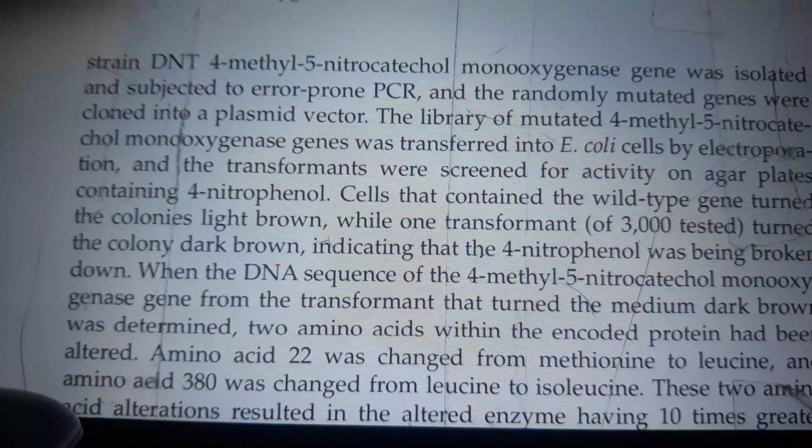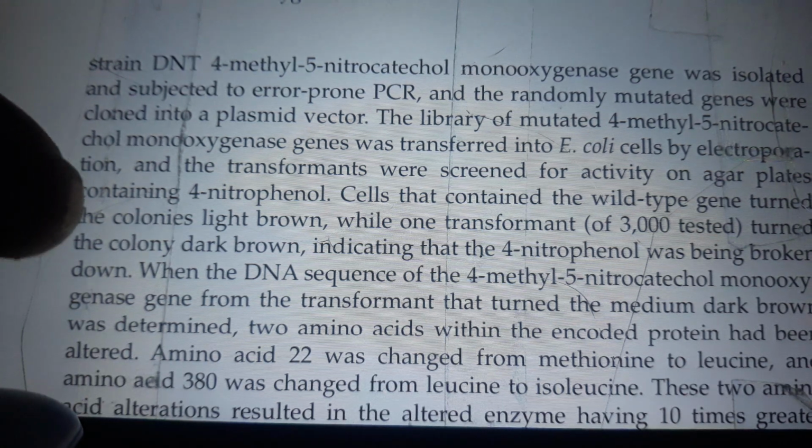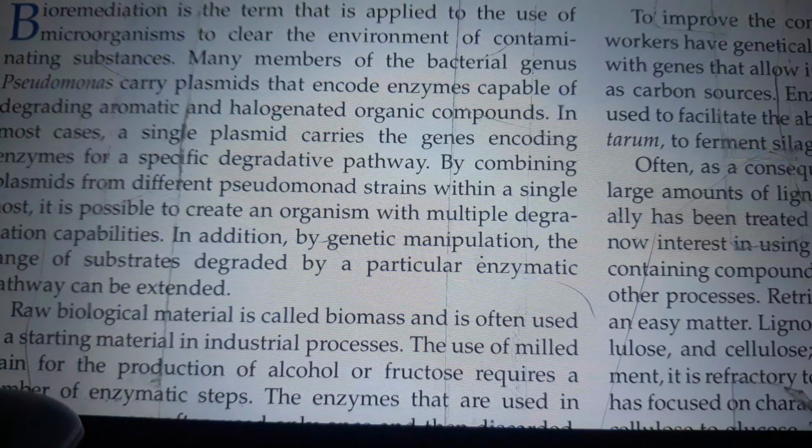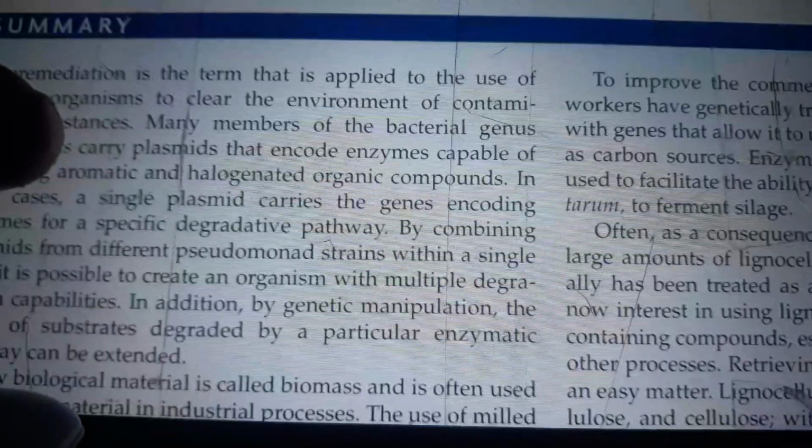The Burkholderia strain DNT 4-methyl-5-nitrocatechol monooxygenase gene was isolated and subjected to error-prone PCR, and randomly mutated genes were cloned into the plasmid vector. The library of mutated 4-methyl-5-nitrocatechol monooxygenases was transferred into E. coli cells by electroporation. And now on to the summary of bioremediation.